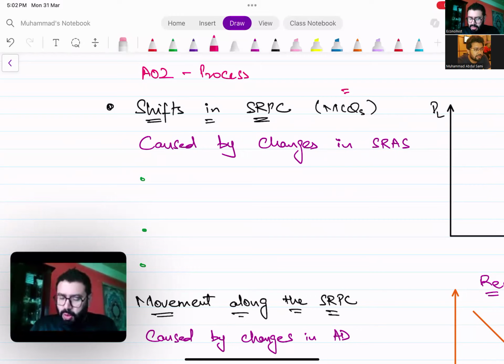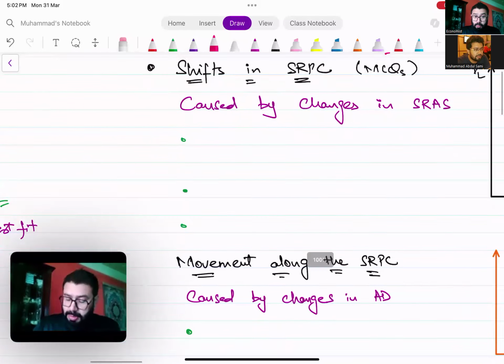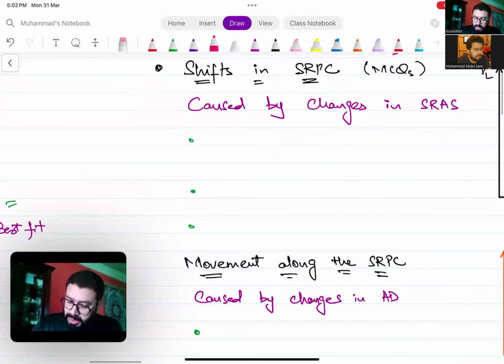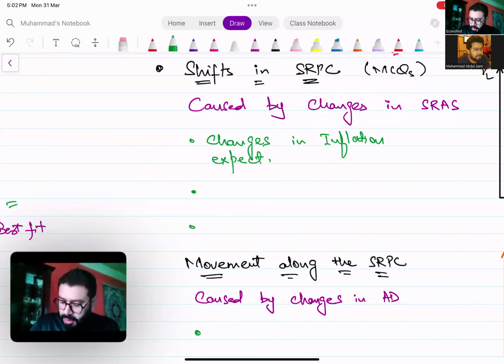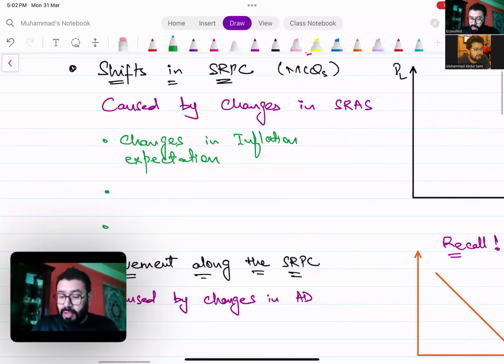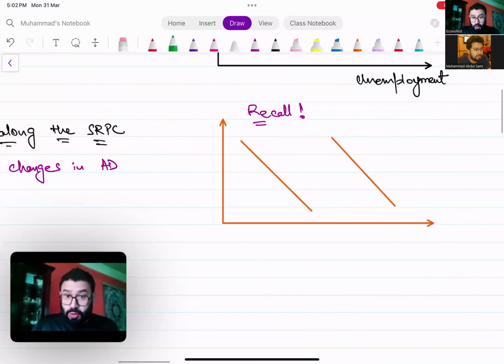So what are the reasons? One reason could be changes in short-run aggregate supply. For instance, if I write, one point could be changes in inflation expectation. We are talking about the shift, and I believe you have the idea about the shift and the movement. Okay, so let's first recall it.